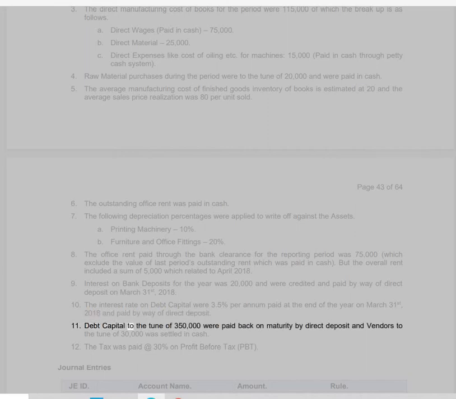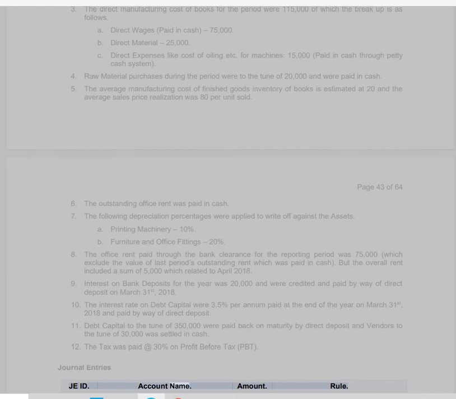11. Debt capital to the tune of 350,000 was paid back on maturity by direct deposit, and vendors to the tune of 30,000 were settled in cash. 12. The tax was paid at 30% on profit before tax, PBT. Journal entries.